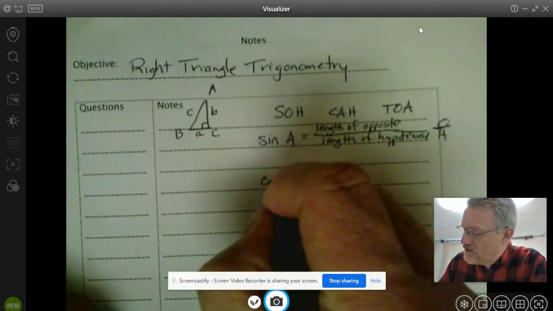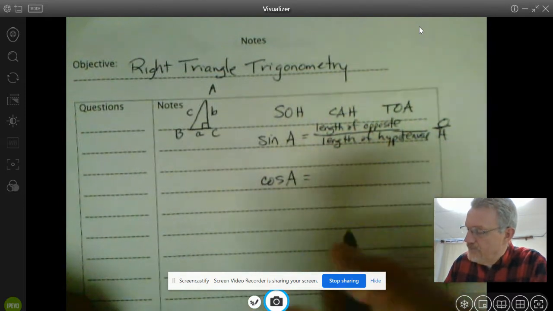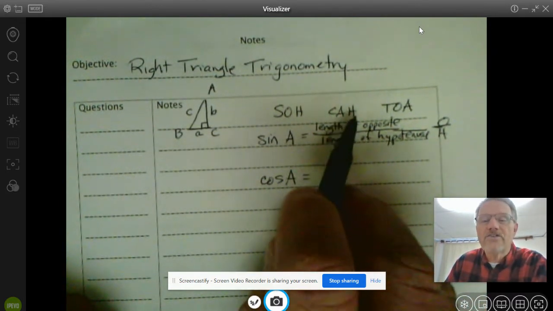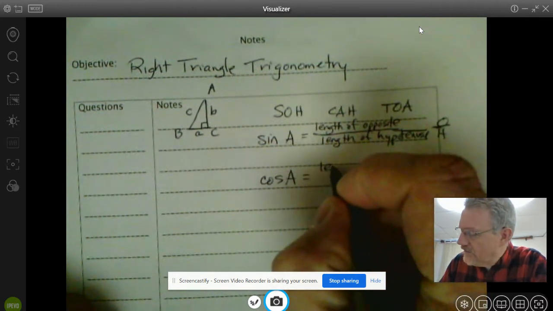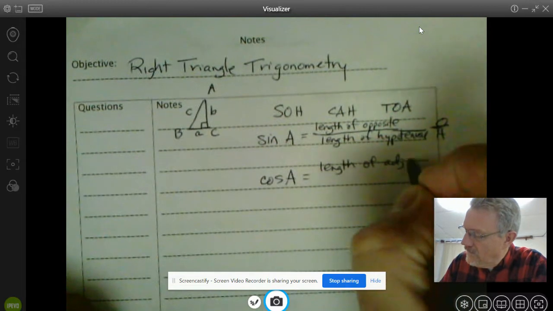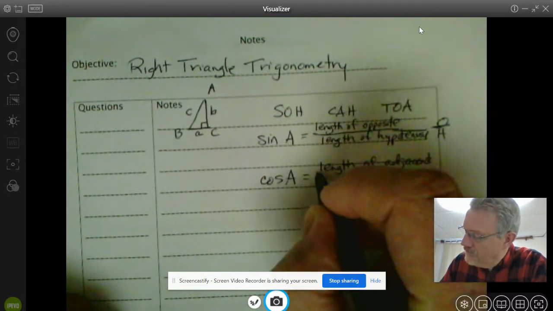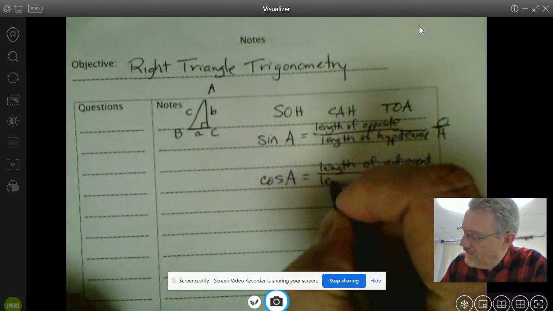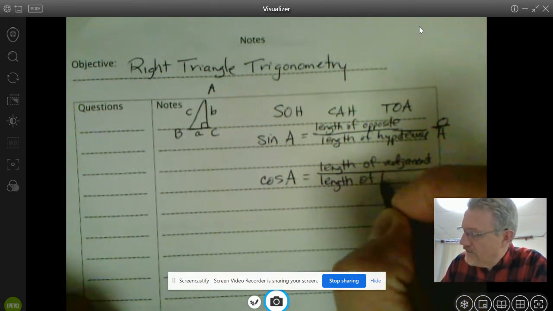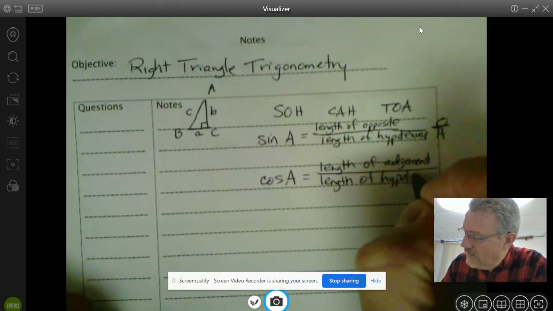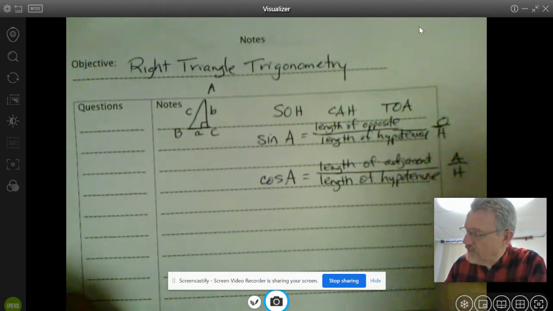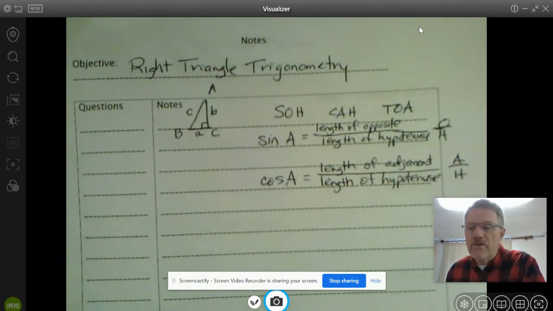All right, and cosine A, CAH, so it's adjacent over hypotenuse. So that's the length of the adjacent divided by the length of the hypotenuse. So A over H is what we use to signify cosine.